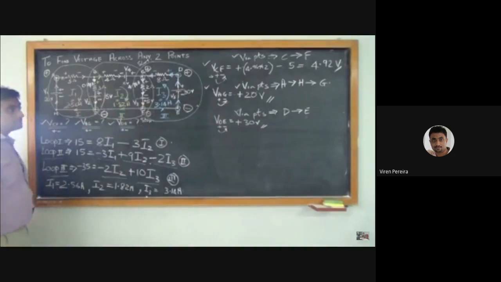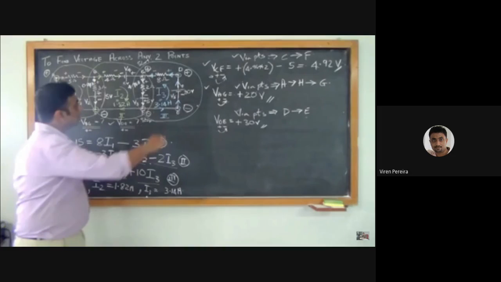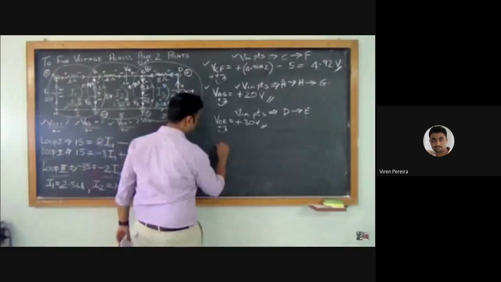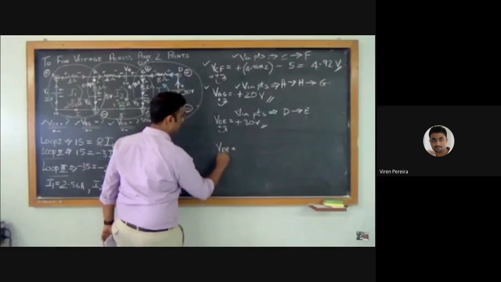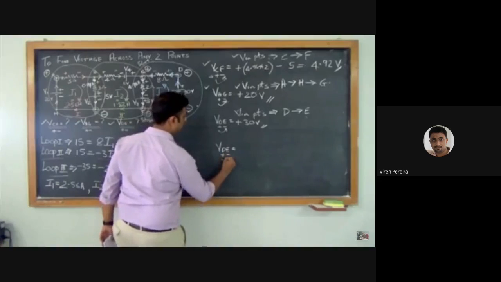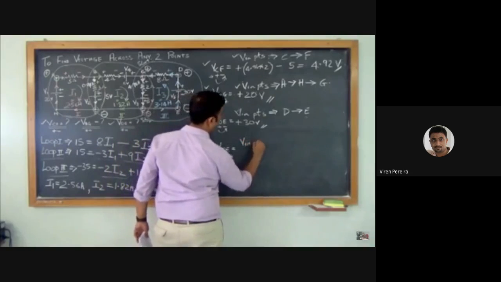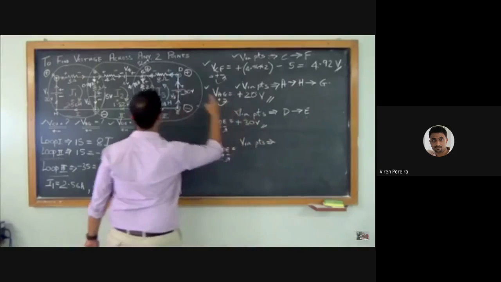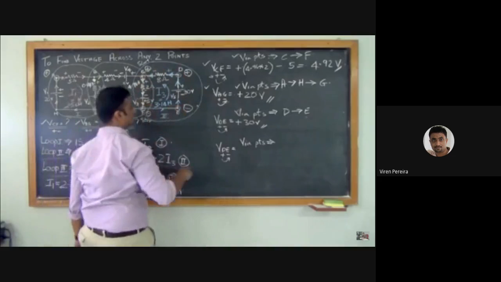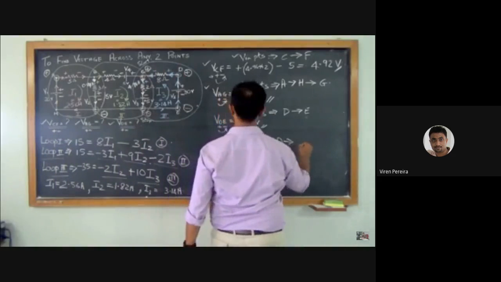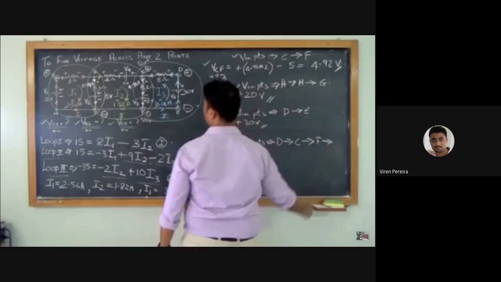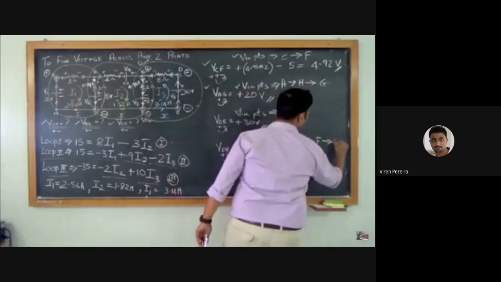Now again I will check the consistency of this technique. Now I have taken across directly points D and E. Now I will take basically this loop. So I will take wire points D to C, C to F, and F to E.